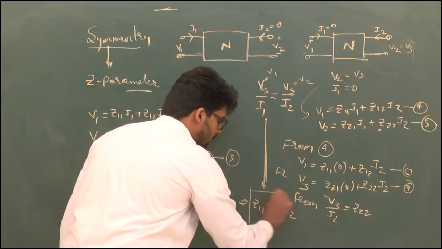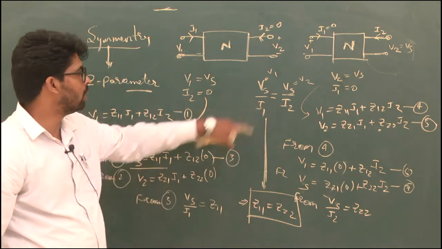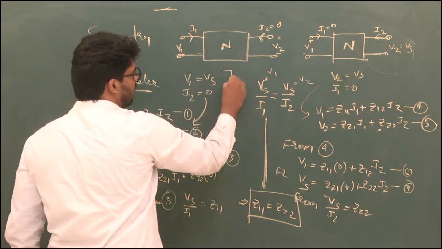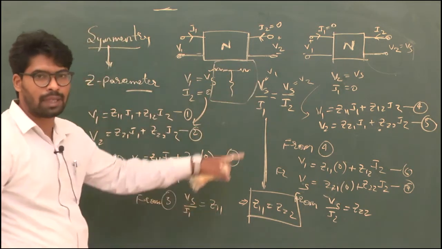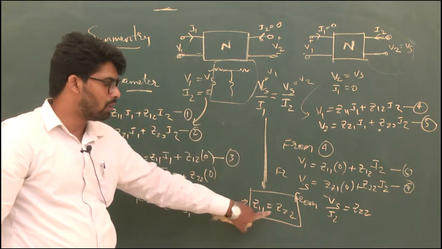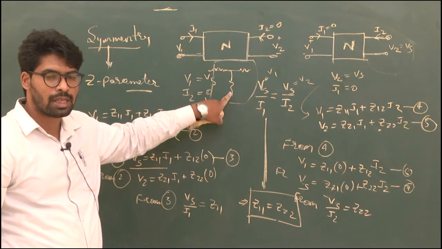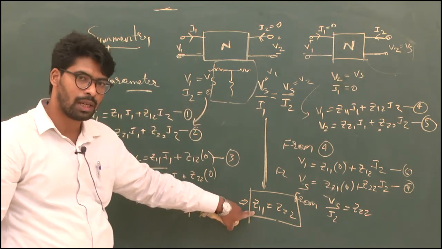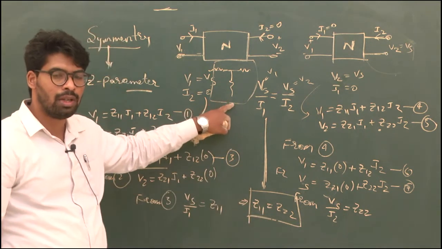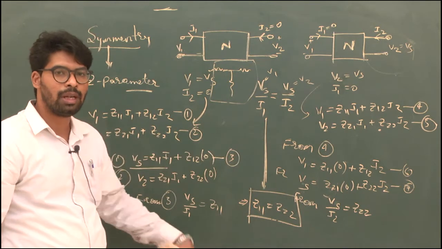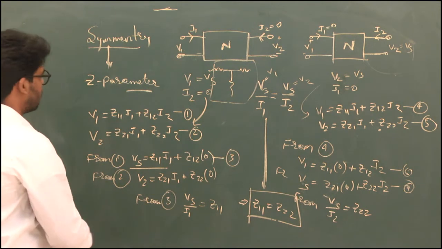So this is the symmetry condition for Z parameters. If you are given a circuit, let us take a T circuit, you will find the Z parameters of that circuit. If you get Z11 equal to Z22, then you will decide that this circuit is a symmetric circuit. That is, the required condition is Z11 equal to Z22. Okay, now we'll find the condition for Y parameters.